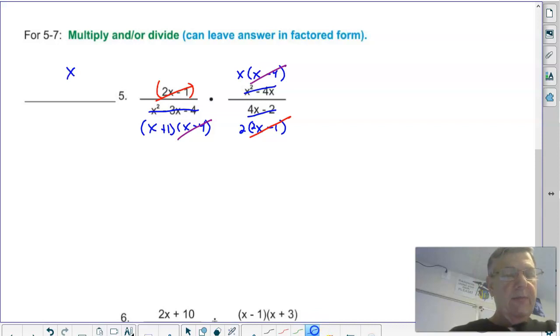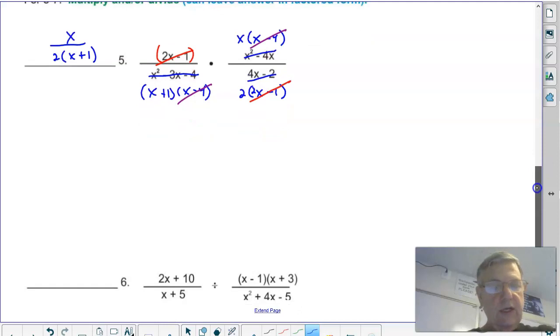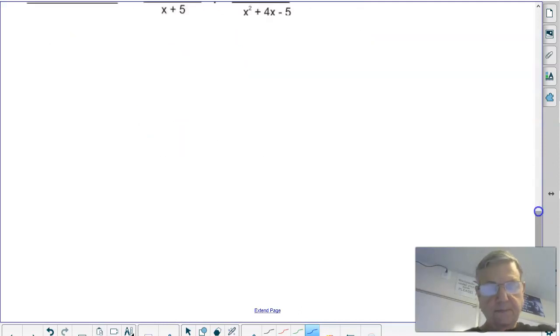What's left on the top? x. What's left on the bottom? 2 times x plus 1. And by the way, if you put the bottom as a 2x plus 2, that's fine, but you could have left it in factored form. All right, so x over 2 times quantity x plus 1.